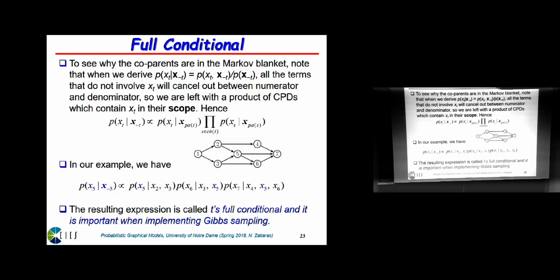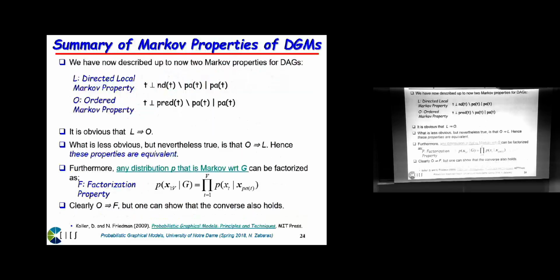So keep in mind that these ideas of ancestral sampling and the concept of Markov Blanket go hand in hand with a very nice implementation of Gibbs sampling. So we will sure give you homework on this soon. Okay, so let me summarize, and then we're done with lecture 2.